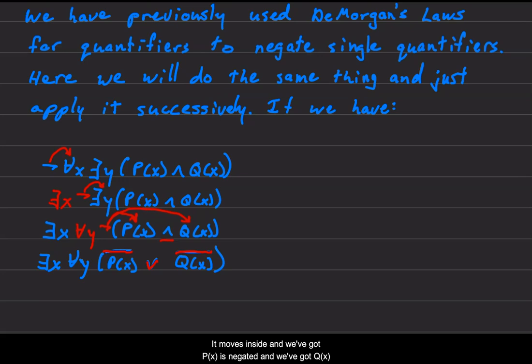It moves inside, and we've got p of x is negated, and we've got q of x is negated, and then the and becomes an or. And I should have written that in red, and that in red, and the or in red. There we go. Now showing which was affected.